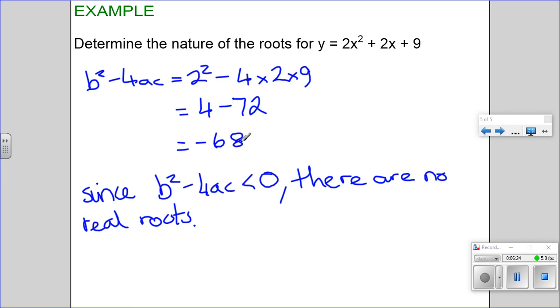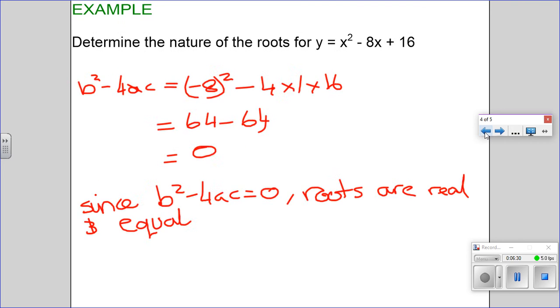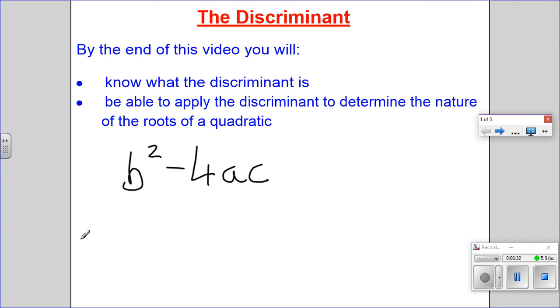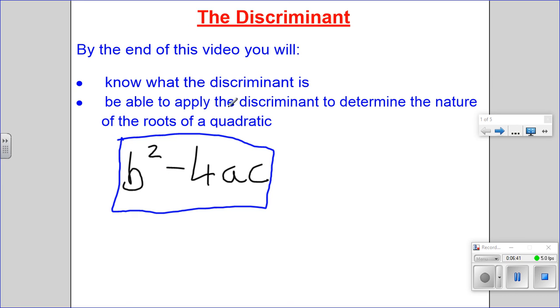And that is how you determine the nature of roots using the discriminant. So let's just head back to the start and evaluate. By the end of this video, you will know what this discriminant is. So it's here, plain as anything. The discriminant is b squared minus 4ac, and it is used to determine the nature of the roots of a quadratic. And we have 3 examples of doing so, one for each of the different cases. So I feel like we've definitely covered that.